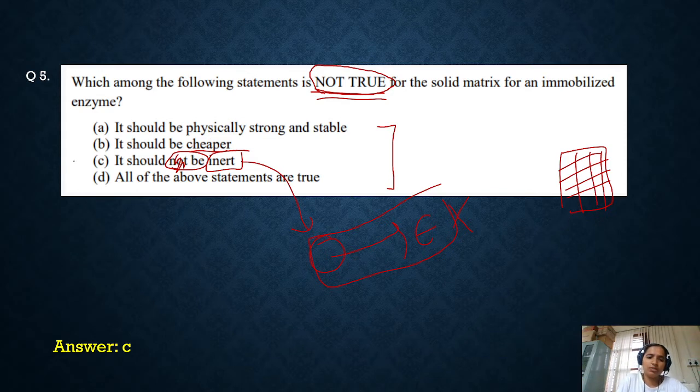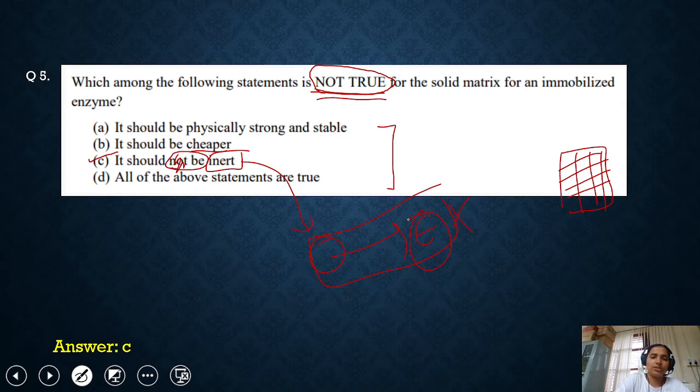So the answer to this question is C, because that should be inert so that it won't react with the enzyme. So this is not the property that is required for the solid matrix.